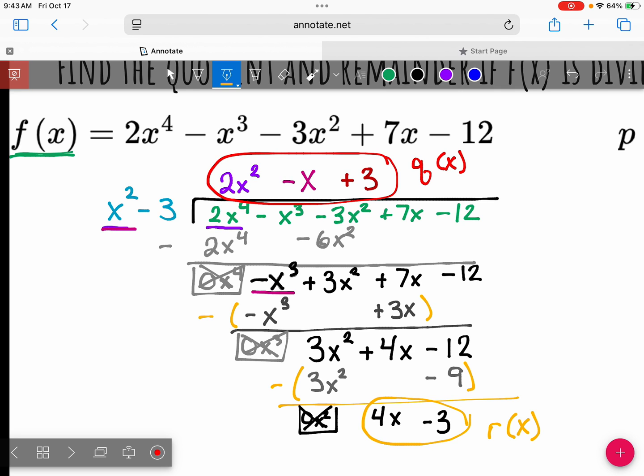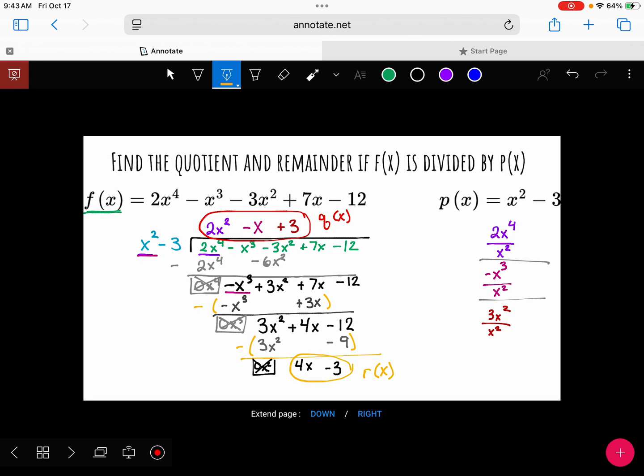Next week we'll review our synthetic division, which is a lot of times faster, but that doesn't work when we have division by quadratic pieces. Synthetic division only works when we have linear factors. So we will need to be able to do both long division and synthetic division.